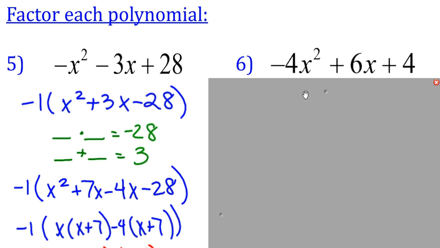For our next polynomial, again, look to see if you have a greatest common factor you can divide out. Here, it looks like I could divide out a 2, and I'm also going to divide by a negative, so I no longer have a negative leading coefficient.